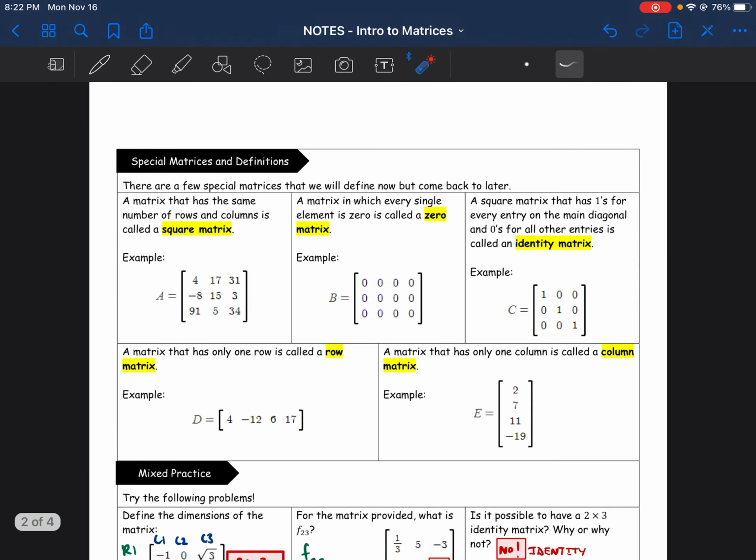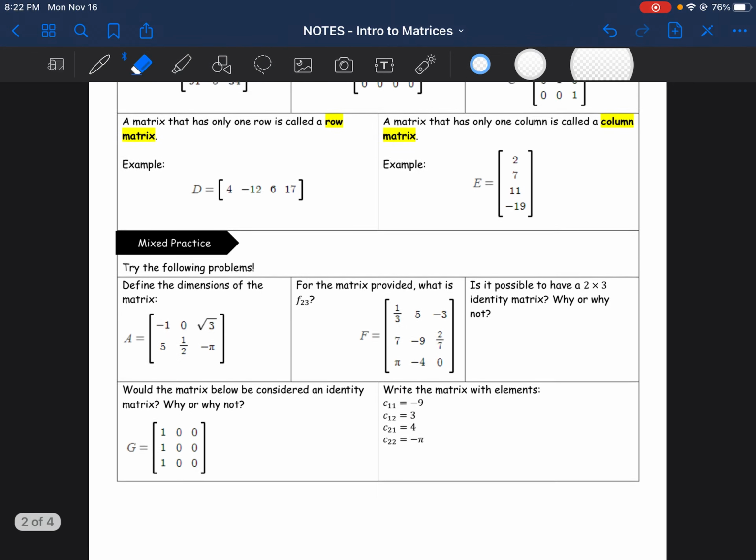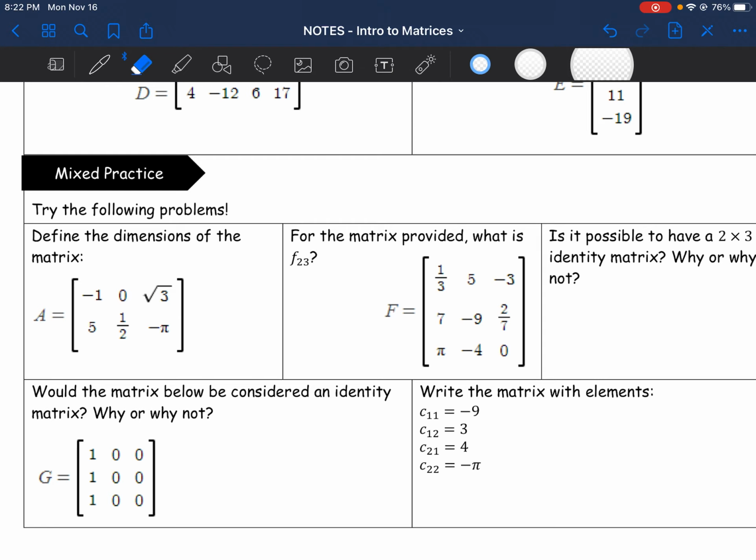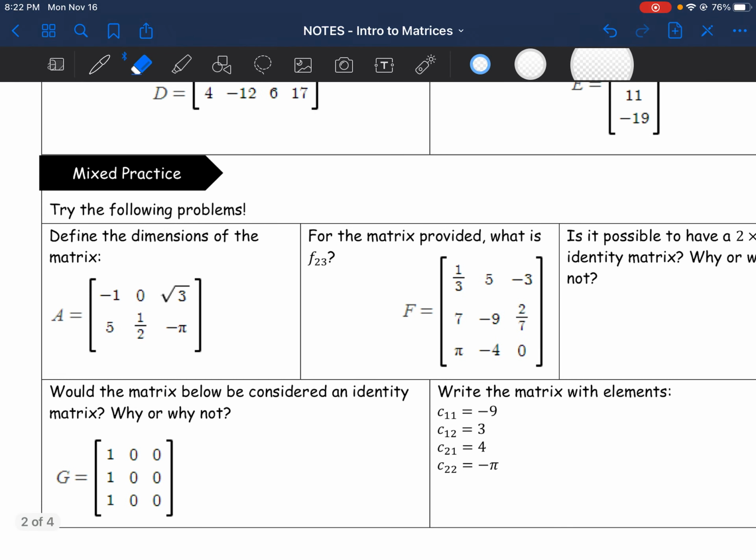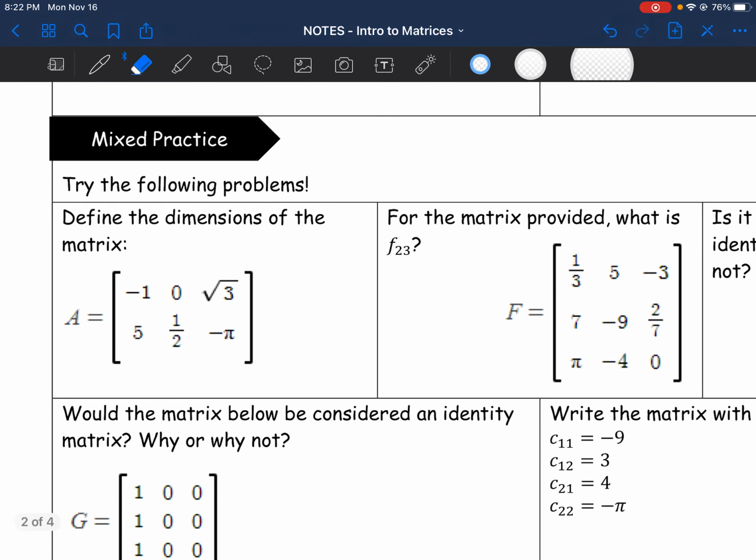Okay, again, these are all just definitions that we need to establish. All right, so let's get into some problems here. In the first example problem, we want to define the dimensions of the matrix. Remember that we define the dimensions of the matrix as the number of rows by the number of columns.